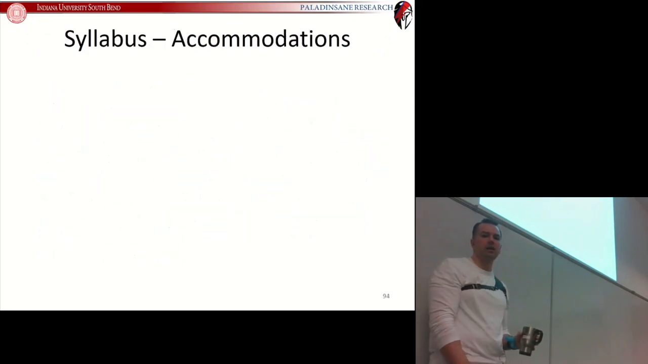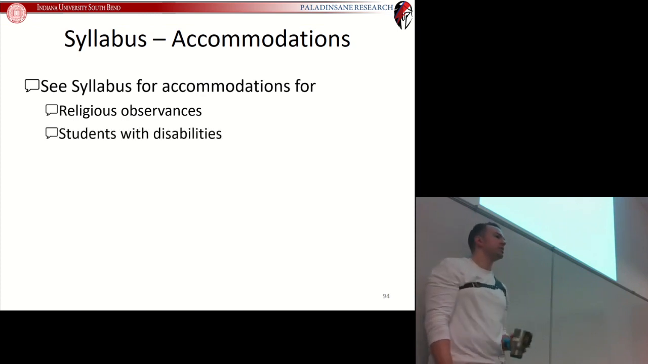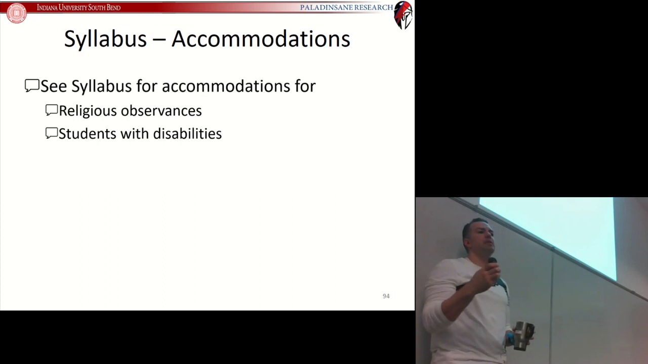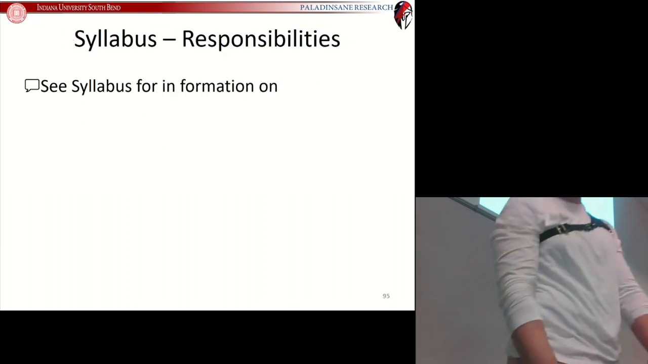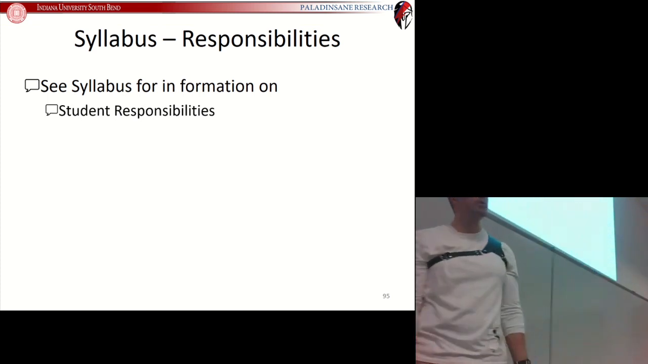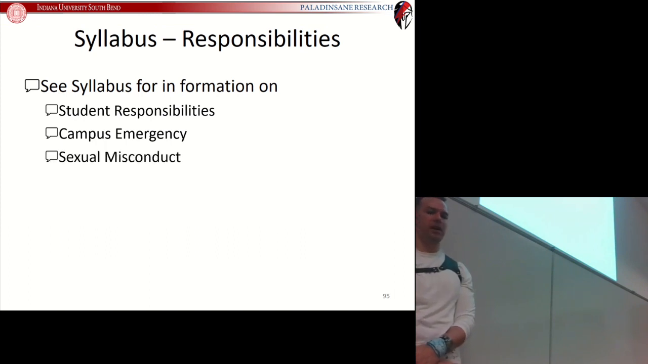All right, almost done here. If you have any questions or if you need accommodations for religious observances, if you're a student with disabilities, come see me, let me know about it. Take a look at the syllabus for specific details. But basically, within 2 weeks of the course, as soon as you can, let me know about it and we'll make sure that we can provide you with accommodations for that. And also make sure that you consult the syllabus for information on your responsibilities as a student, what to do in a campus emergency, and for the policy on sexual misconduct.